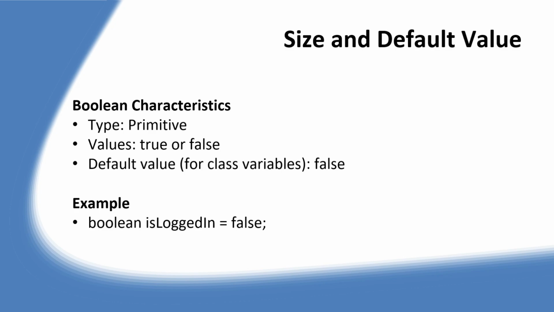So let's talk about size and default value. So Boolean characteristics are: Boolean belongs to primitive type, and values are true or false, and the default value for class variables is generally false. For example, boolean isLoggedIn equals false.